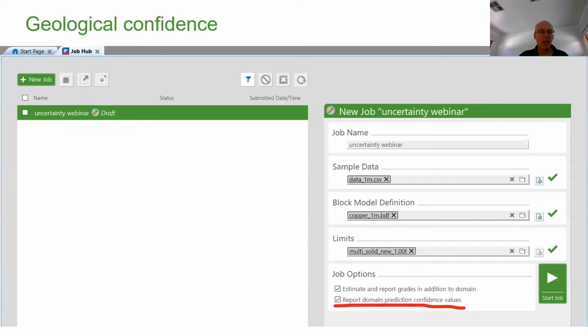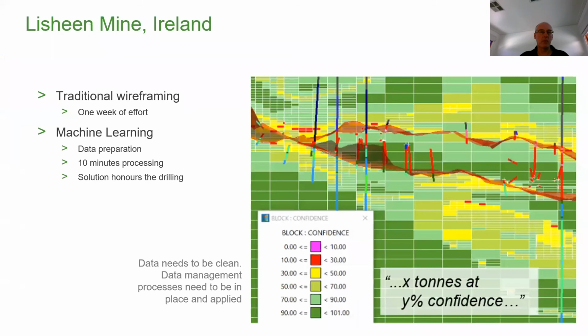How do you do that? Very simple. Down the bottom of the Domain MCF panel, underlined there in red, you just tick the box. Start the job just as you would normally do. It doesn't take any longer than the model would run without it, and then you get some level of indication. So we'll have a look at that with respect to the Lisheen mine in Ireland.